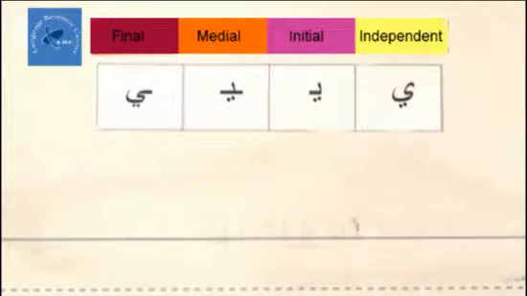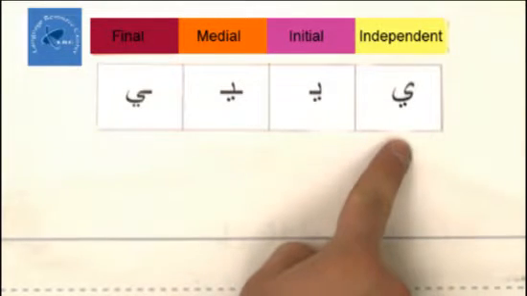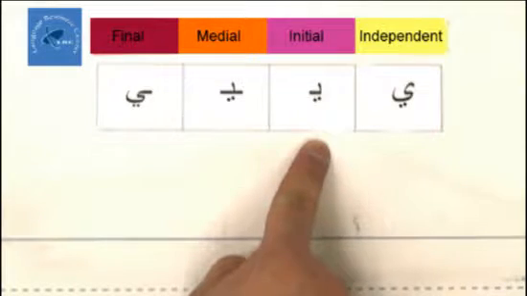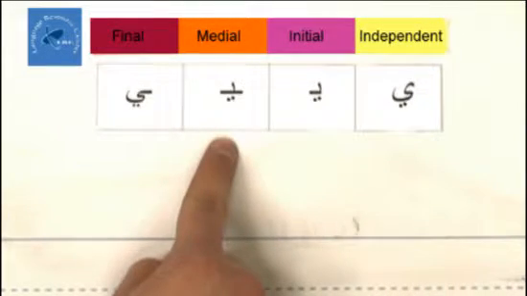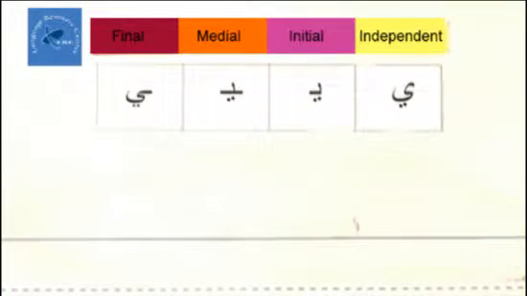Our next letter is the letter E. As you can see, E is represented here in its printed format. E, independent, initial, medial, and final position. Let's now practice writing E.